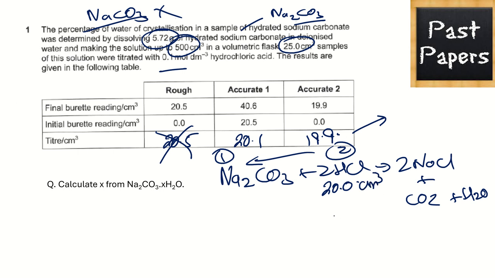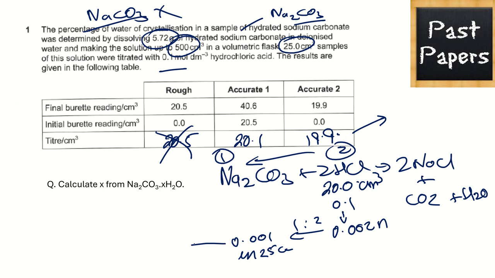cm cubed here. I know that volume is that, so therefore the number of moles of this is 0.2 multiplied by 0.02, so that's 0.004 is the moles of hydrochloric acid. The ratio is 2 to 1, so it is 0.002 moles, and remember that's in 25 cc's. My 25 cc's came from 500. That is a factor of 20 up.